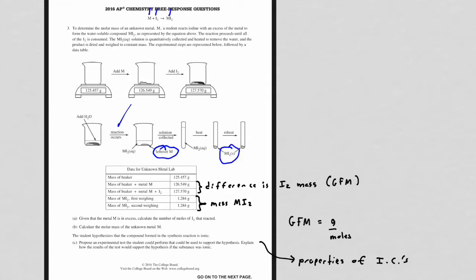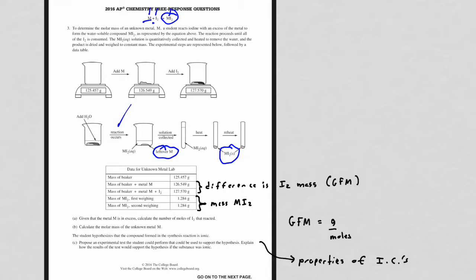So this is your base reactant. M plus I2 gives you MI2. You had a little complex process in which the MI2, a soluble compound, was dissolved in the water, and they either filtered it out or they decanted it, and then they heated the test tube, which contained the solution, and by heating, the water evaporated, leaving behind the solid MI2.